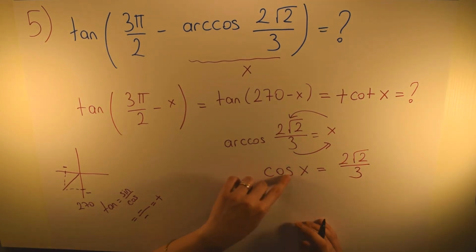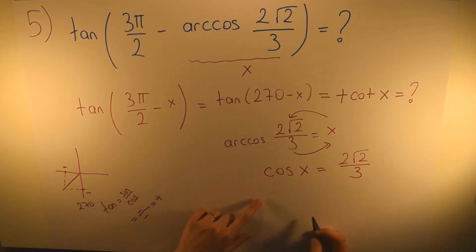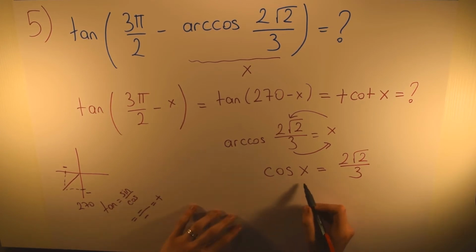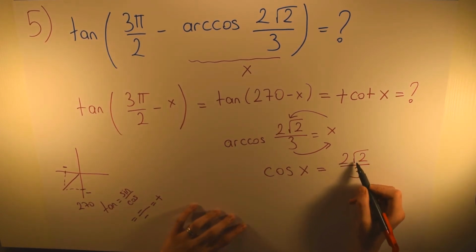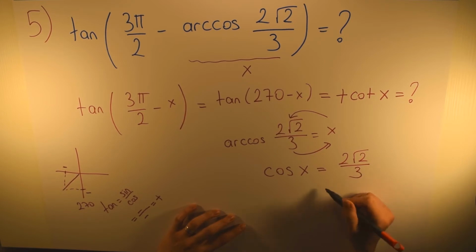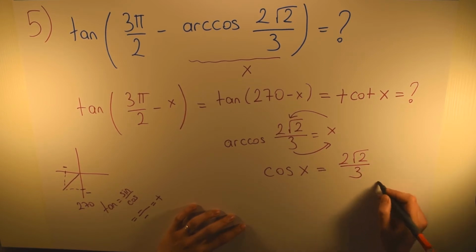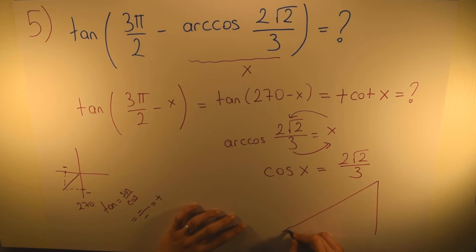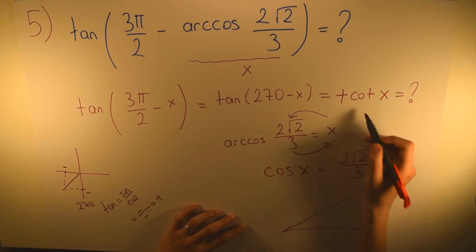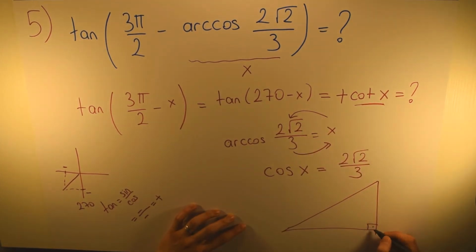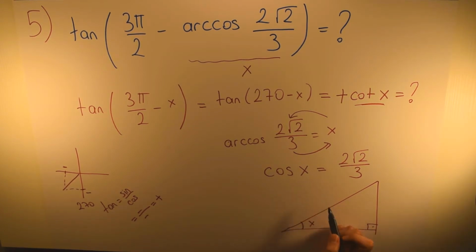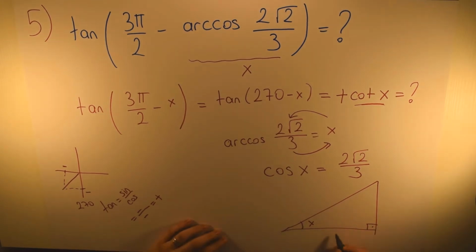So we don't know any angle, right? Any angle whose cosine is equal to 2 square root of 2 over 3. So in this kind of situation, it's better for you to draw your right triangle, because we need to find the value of cotangent x. Okay, so let's say here is our x angle, and cosine x is the adjacent side, which is here, over the hypotenuse. So our hypotenuse is here, 3.